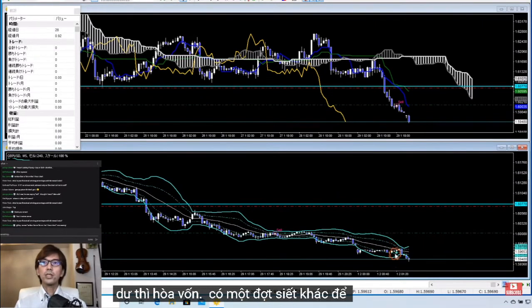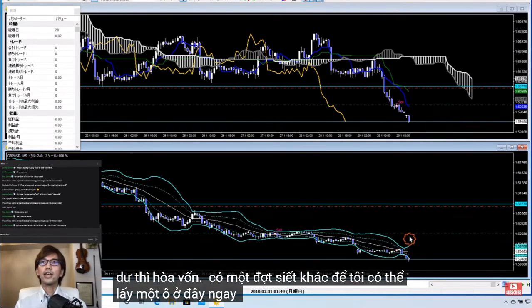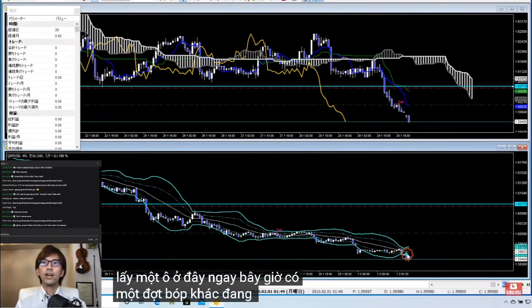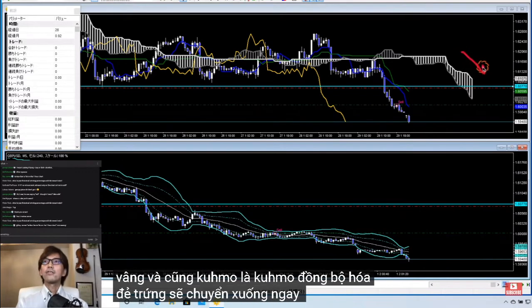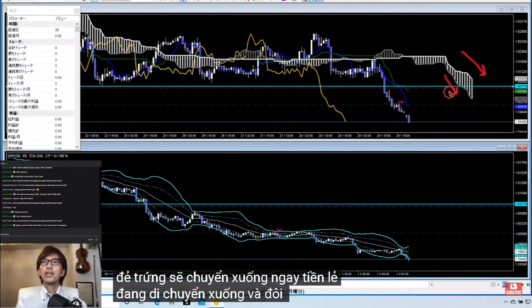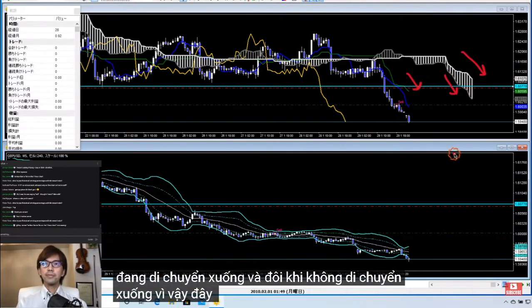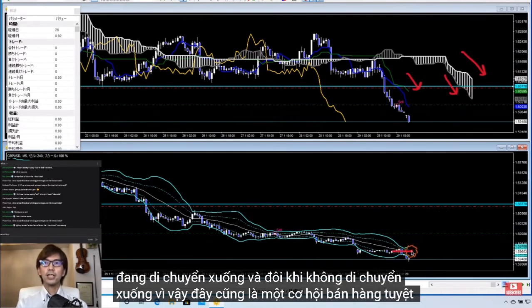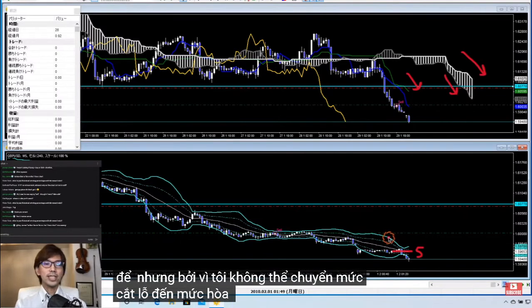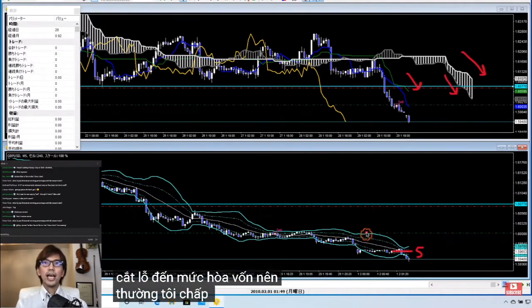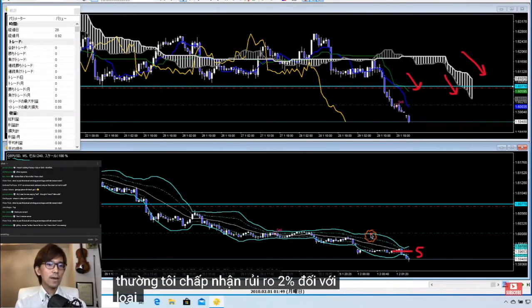Okay, so there's another squeeze, so I can take a sell here. There's another squeeze happening right here. And also Kumo Senkou Span B moving down, Senkou Span A moving down, and Kijun-sen are moving down. So this was also a great sell chance, but because I cannot move the stop loss to break even yet, usually I take like a 2% risk in this kind of situation.